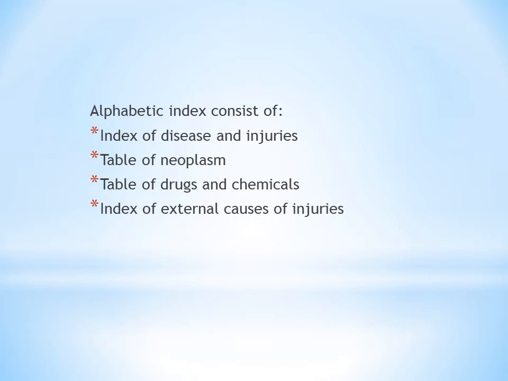Okay, and the last one is the index of external causes of injuries. In that index, you have to take the code for the causes of injuries. For example, if the condition in your chart is a fracture due to an accident, a transport accident, for the fracture code you can get the code from the index of disease and injuries, but for the accident, the transport accident, you will get the code from the index of external causes of injuries. In that index, additionally, you will get codes for place of occurrence, activities, status of the patient, etc.